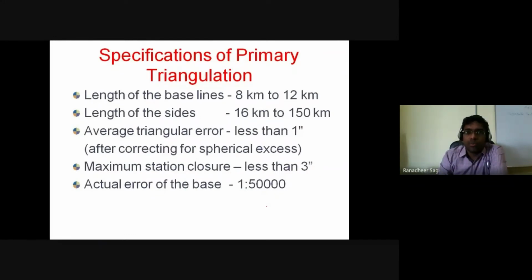So coming to the specifications of primary triangulation: the length of the baselines.